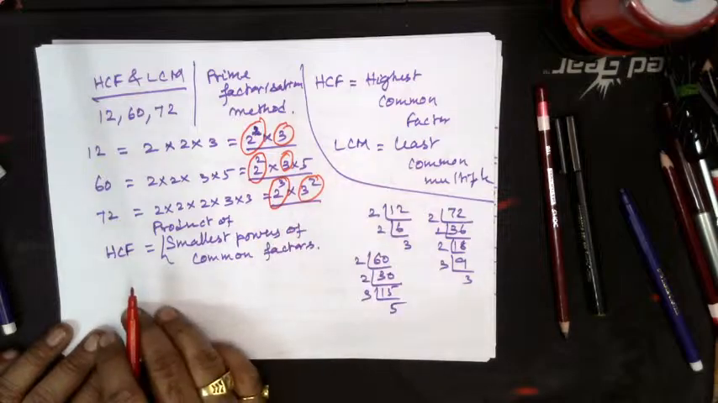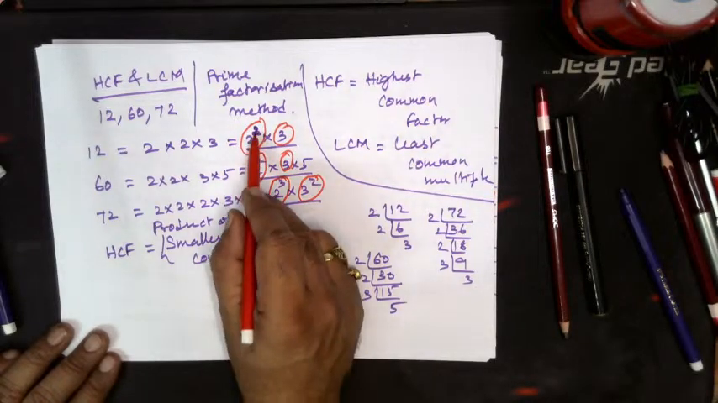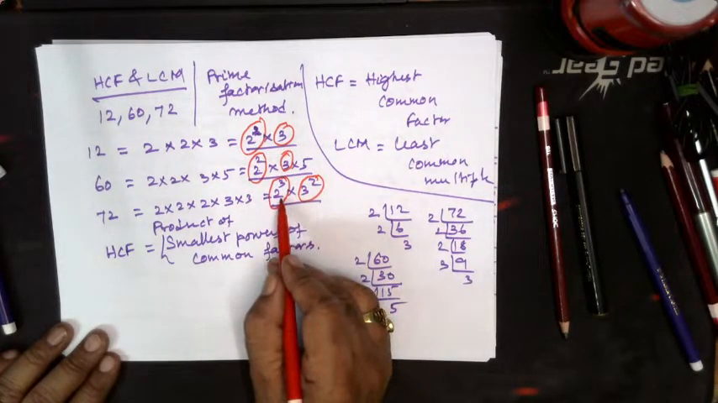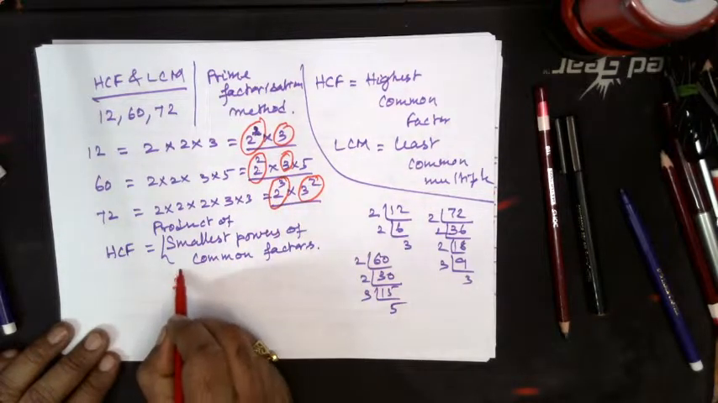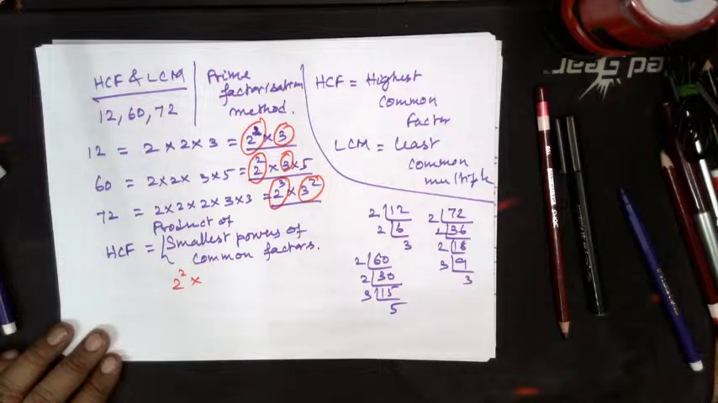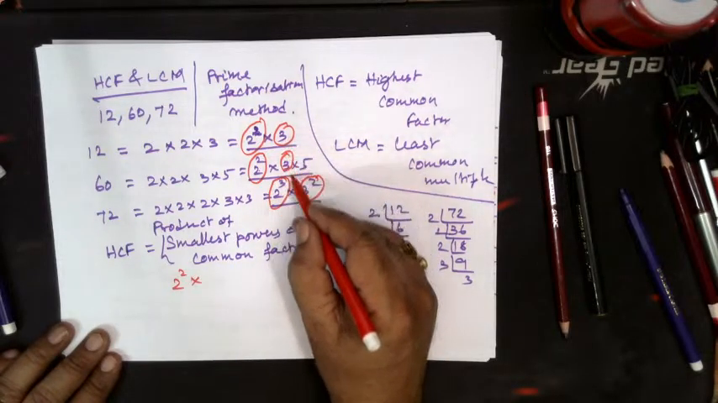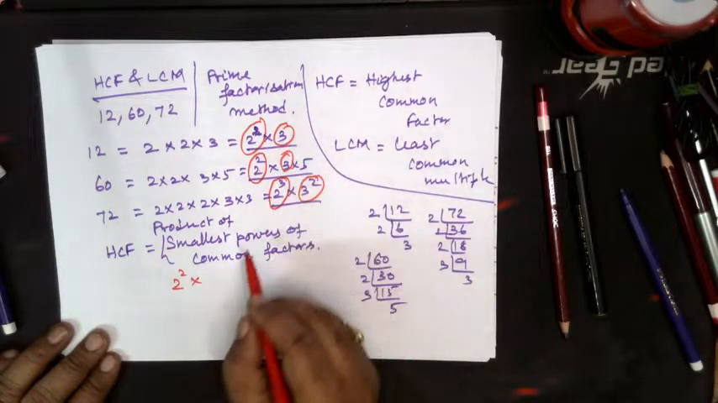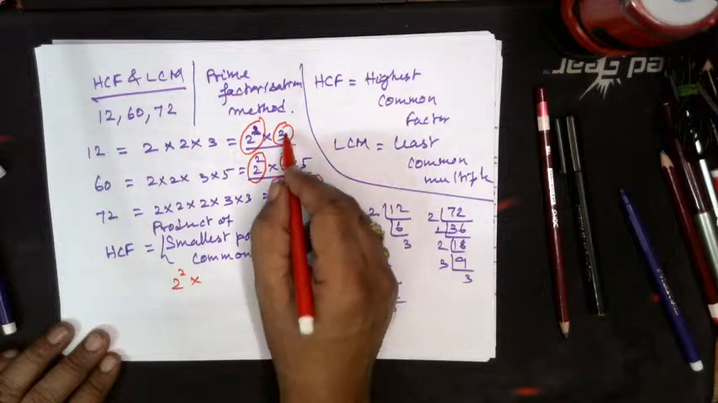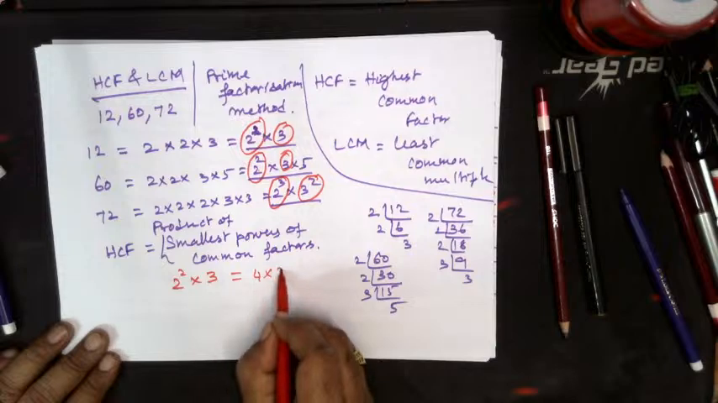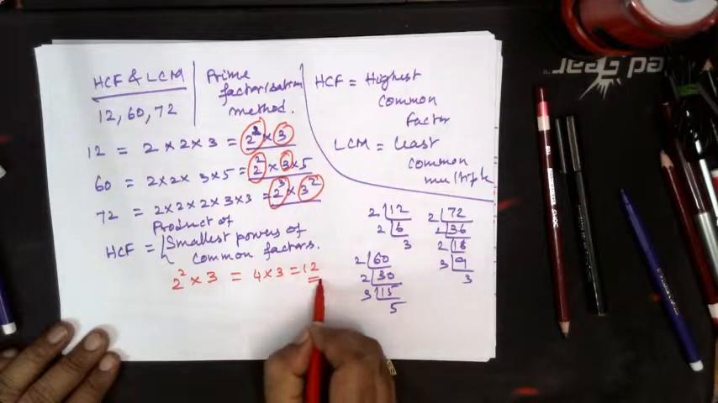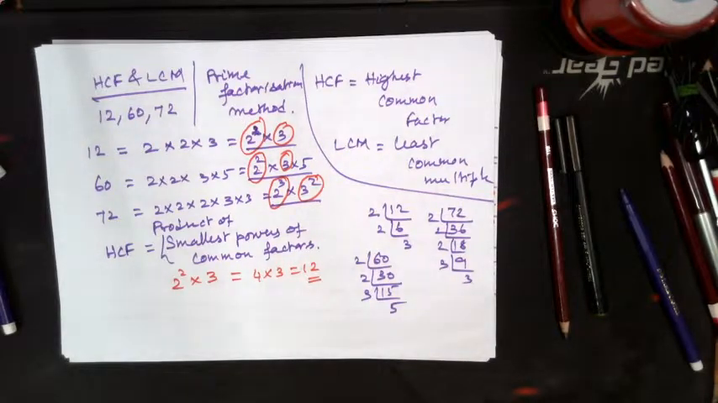So 2, 3. What I told? If it is 2 squared, 2 cubed, which is the lowest power? 2 squared. So you mention 2 squared. Got it? And which is the lowest power in 3? 3 only. Here you have 3 squared, this is 3. So you can mention 3. Now 2 squared is 4 into 3. So you can declare this 12 as the highest common factor. Do you understand this?